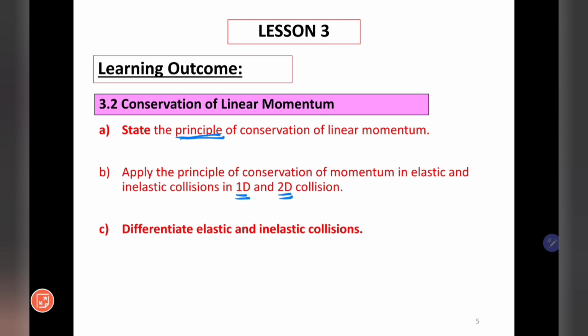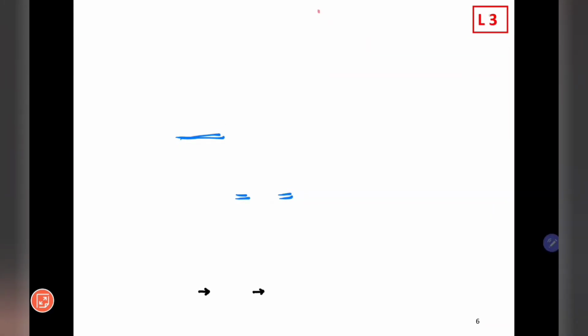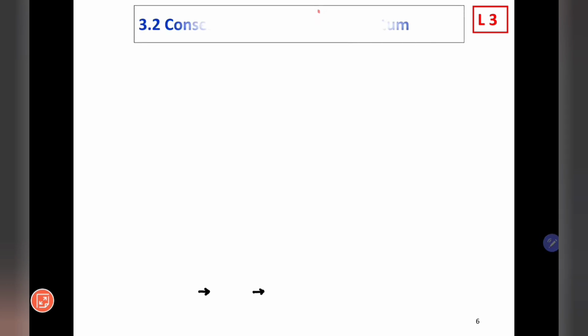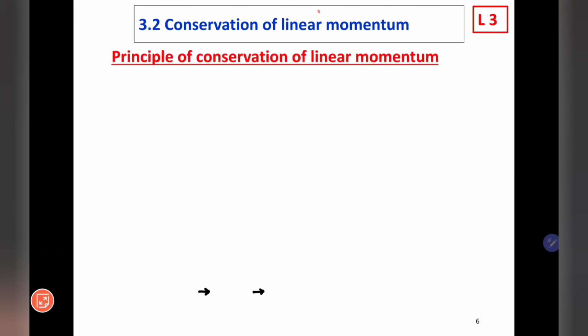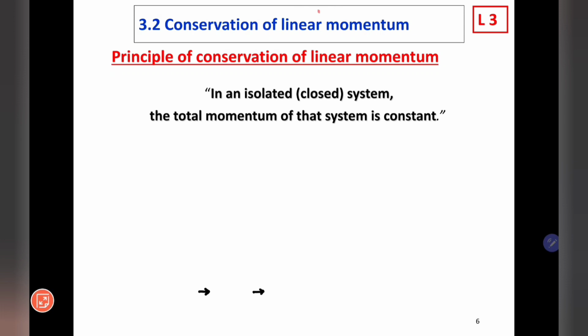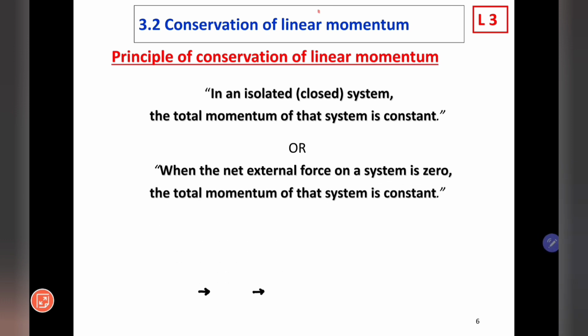Okay, so let's start with the principle of conservation of linear momentum. What is that? The principle of conservation of linear momentum states that in an isolated or closed system, the total momentum of that system is constant, or when the net external force on a system is zero, the total momentum of that system is constant.